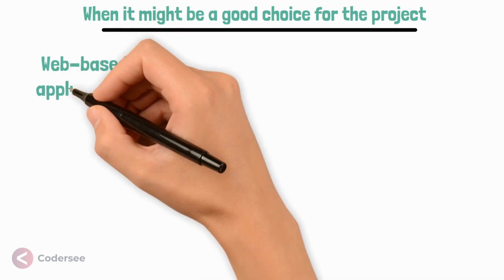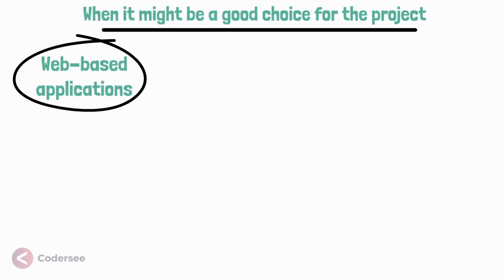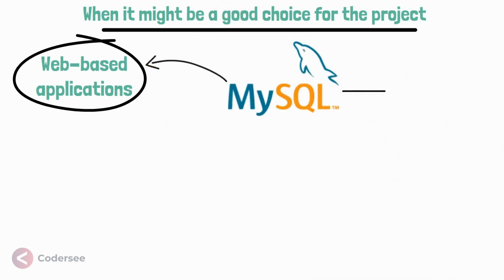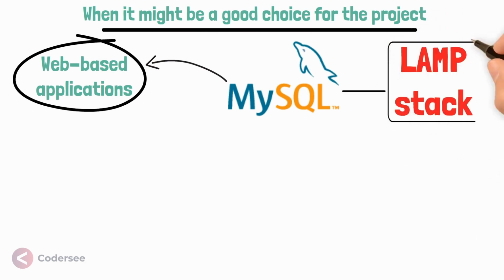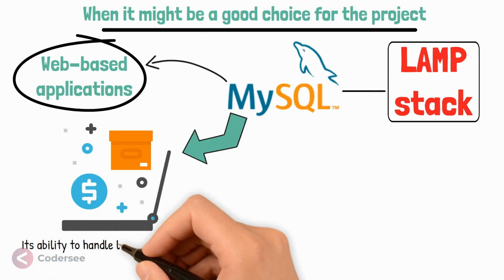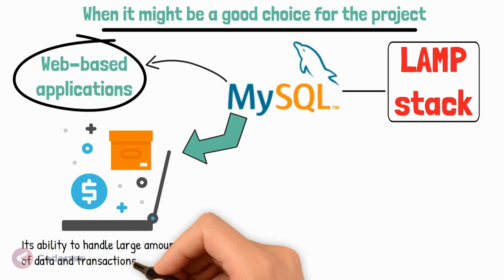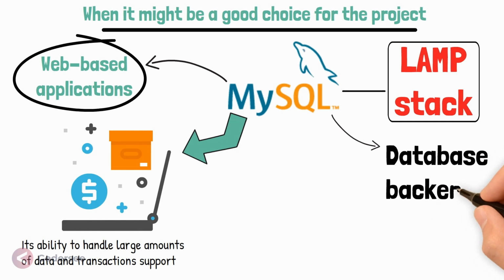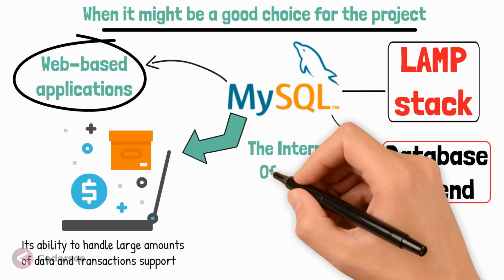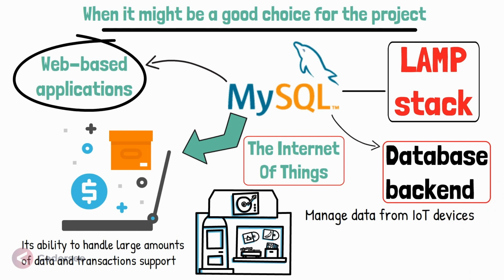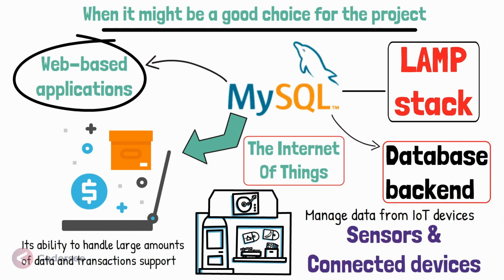And as the first one, web-based applications. MySQL is often used as the database backend for web-based applications, and as we already know, it's a part of a LAMP stack. Moreover, it's a common choice for e-commerce platforms due to its ability to handle large amounts of data and transaction support. On the other hand, MySQL might be used as the database backend for mobile applications as well. And as the last example, the Internet of Things. It can be a good choice to store and manage data from IoT devices, such as sensors and connected devices.